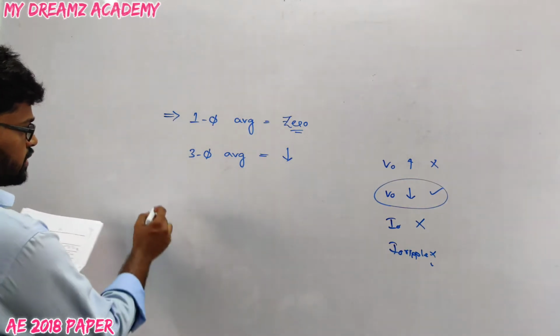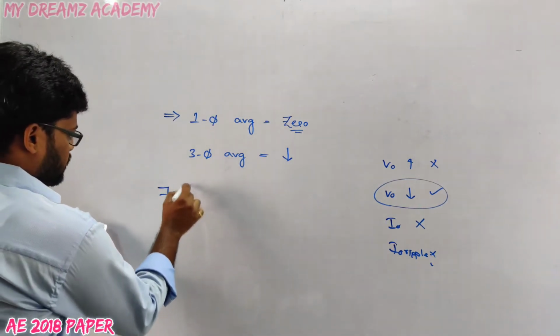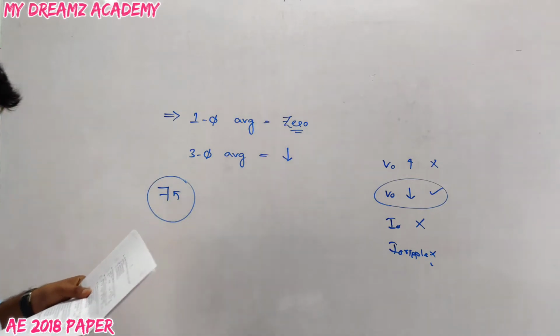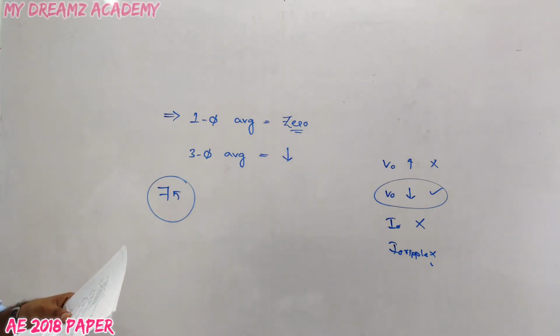Now question number 75. The output voltage for a step up chopper.